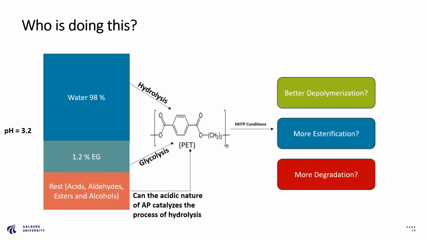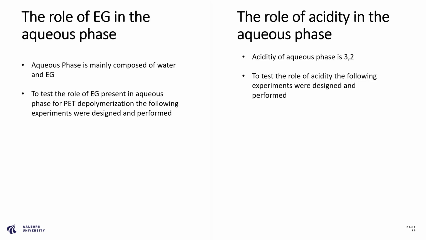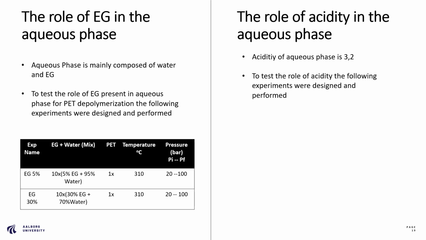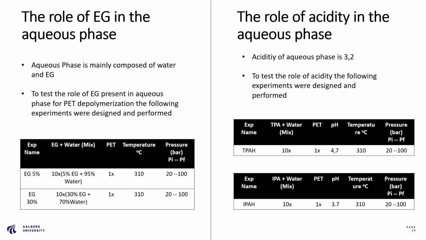We wanted to figure out whether hydrolysis, glycolysis, or the acidity of the aqueous phase is driving the depolymerization of PET. So we designed 2 different sets of experiments. For the role of EG in the aqueous phase, we used mixtures of water with 5% and 30% EG and depolymerized PET under the same conditions. To test the acidity, we made a solution with TPA and water, and another with IPA and water, measuring their pH and then running the reactions. These results helped us find out what was actually causing the depolymerization.